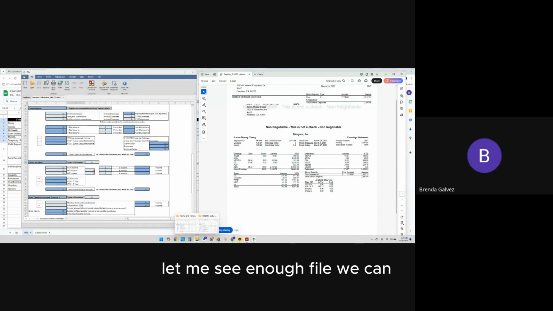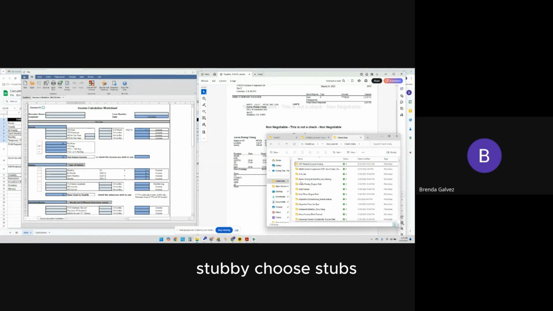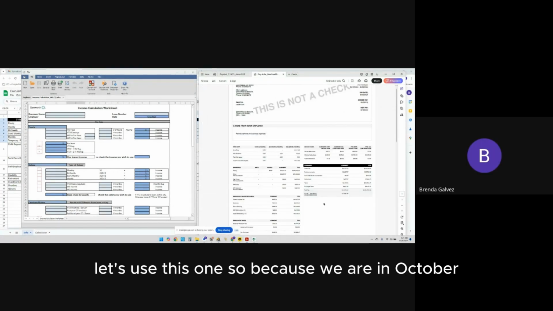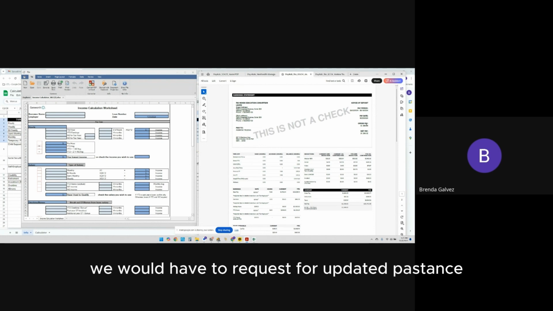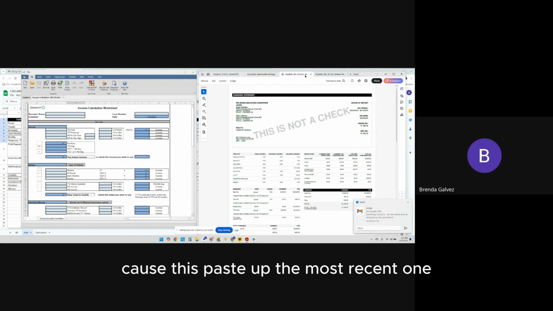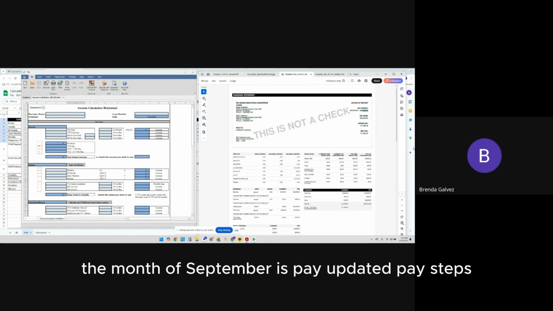Okay, let me think of a file that we can use, W2s, stubs, yes, this file, let's use this one. Because we are in October, we would have to request updated pay stubs for this client, because this pay stub, the most recent one, which is this pay period here, ends on the 16th. So we already have September's updated pay stubs.